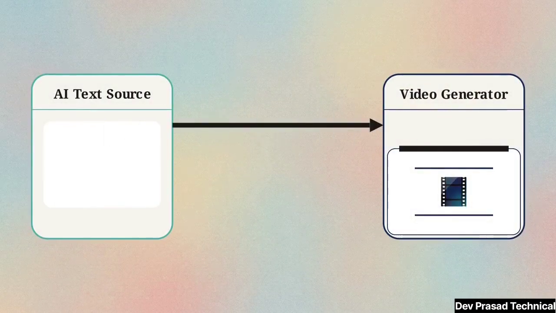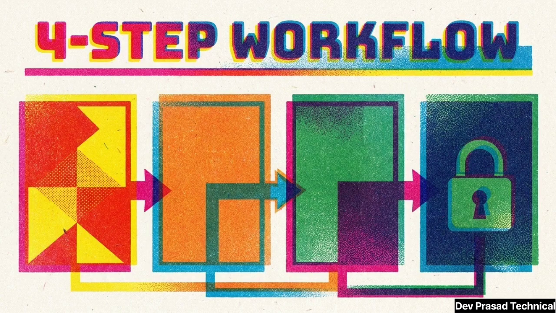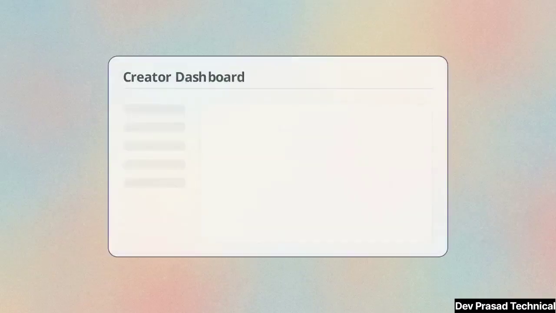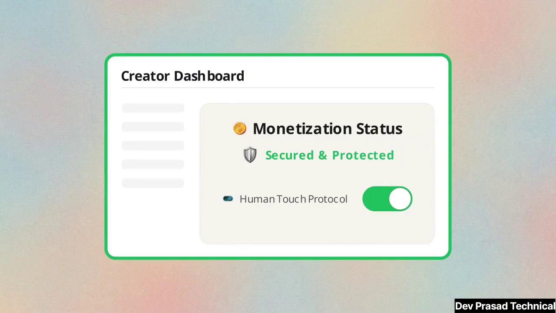Creators are taking raw, unedited scripts straight from ChatGPT and dropping them directly into text-to-video generators without a second thought. You can bypass these automated purges. We are going to build a 4-step workflow that injects a measurable human touch into your videos, securing your monetization status and protecting your channel.